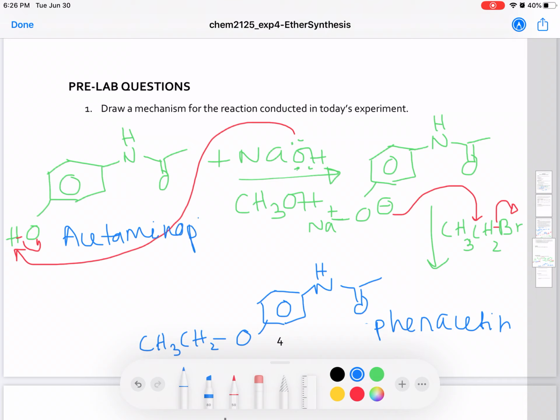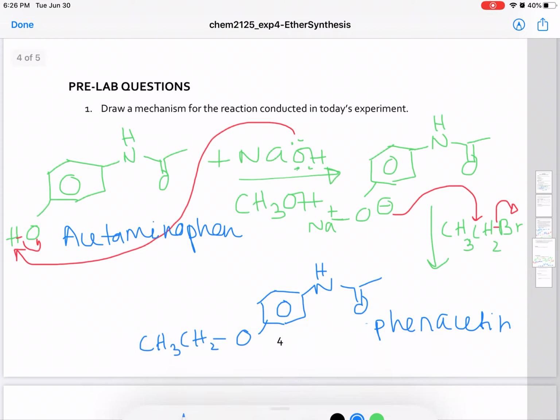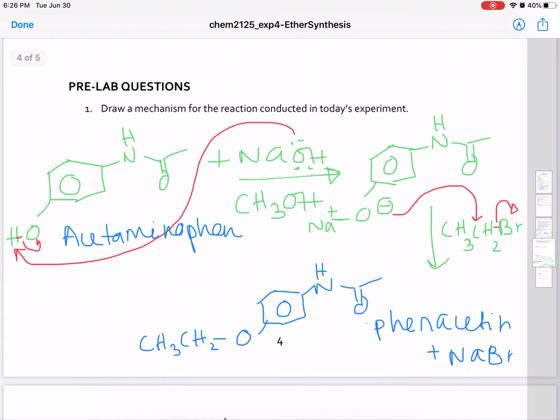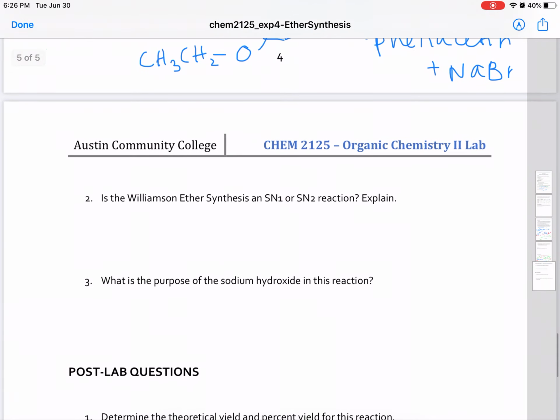So that is the mechanism for the formation of ether with alcohol and alkyl halide. Plus you will also make sodium bromide, so you can also write down that plus sodium bromide, NaBr. Okay, no hydrogen gas generation. So that is the first part.